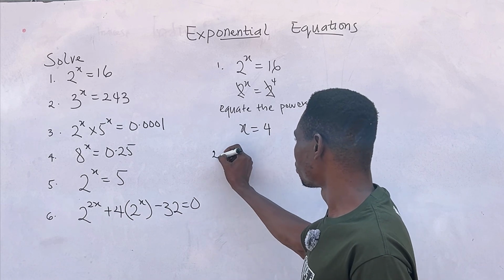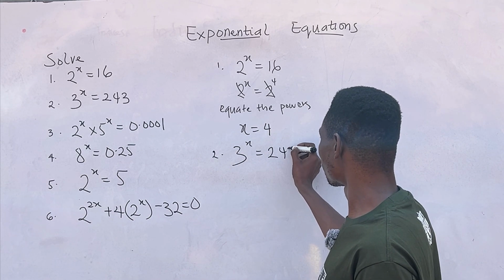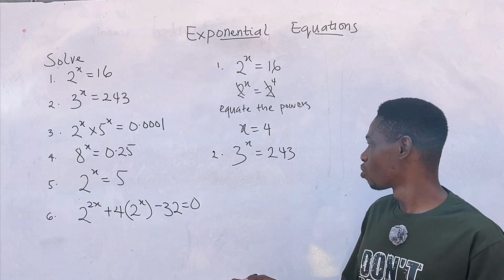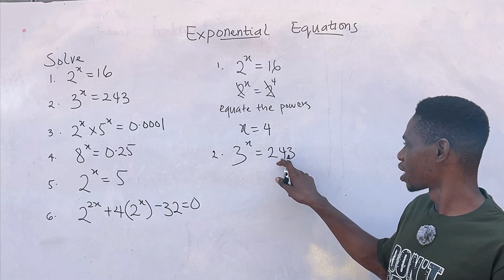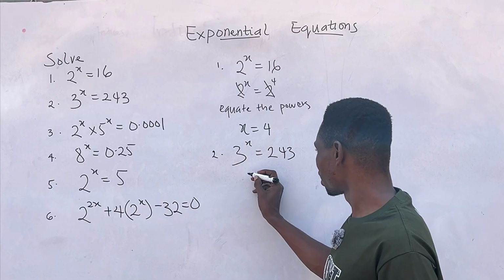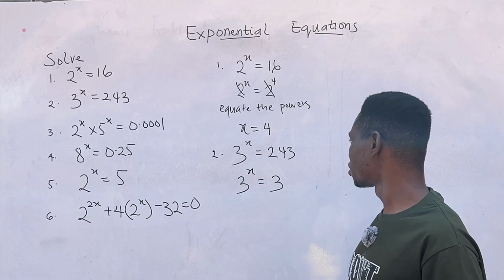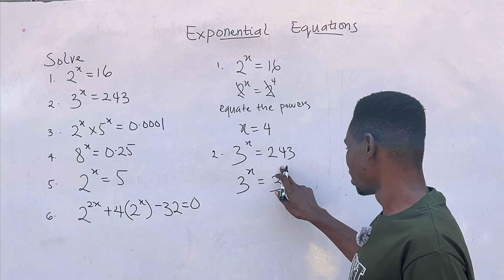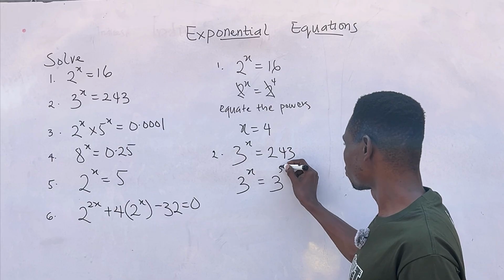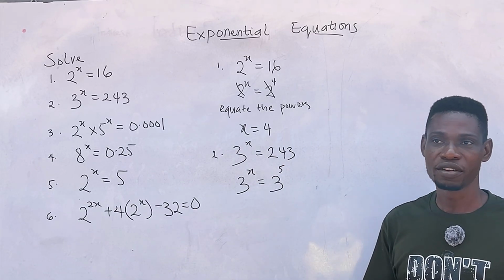We have 3 raised to the power x equal to 243. So we're going to apply the same logic. Let's look for a power of 3 that gives us 243, and then we can equate if we have that. So let's check. So 3 raised to the power x equal to 3 raised to the power what? 3, 9, 27, 81, that's 5, 243. So 3 raised to the power x equal to 3 raised to the power 5.